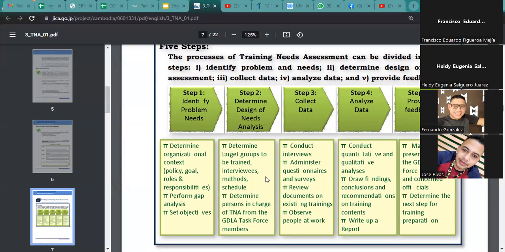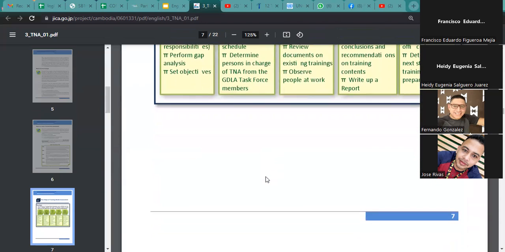quantitative and qualitative analysis. So that is really important as well. Drawing findings, conclusions, and recommendations of training context, write up a report. And on the last one, make a presentation to the GDLA task force members and concerned officials. Determine the next step for training preparation. So everything here is very important. And of course, we are going to check into that one in more detail.